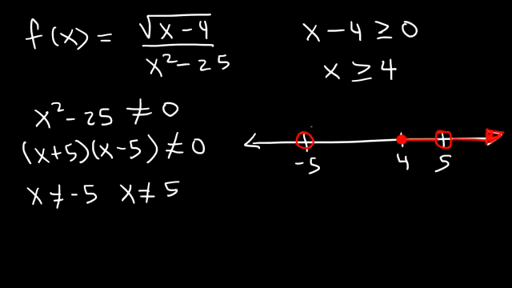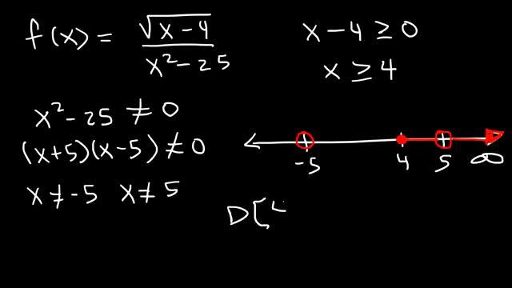So there's nothing really to write here because x is not going to equal anything less than 4. It equals everything greater than 4, including 4, but just not 5. So how do we represent that in interval notation? So this is the first part.